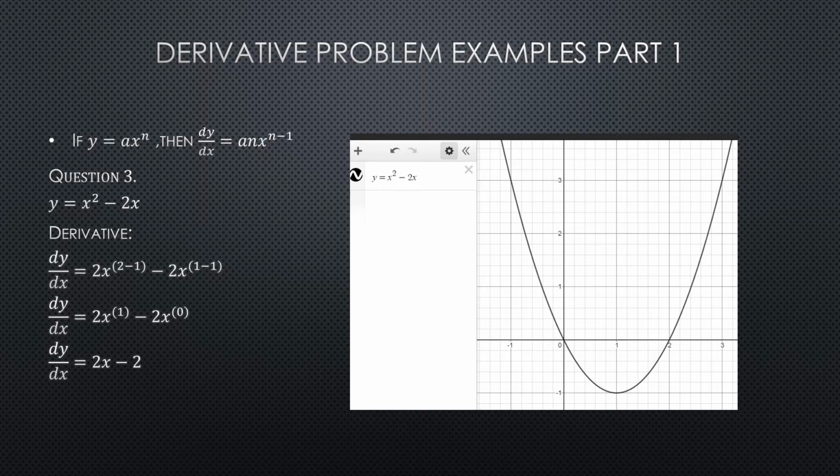And we can see in that equation, if x was 1, you get dy/dx equals 2 minus 2, which would give you a slope of 0, which is exactly what this graph is showing us.